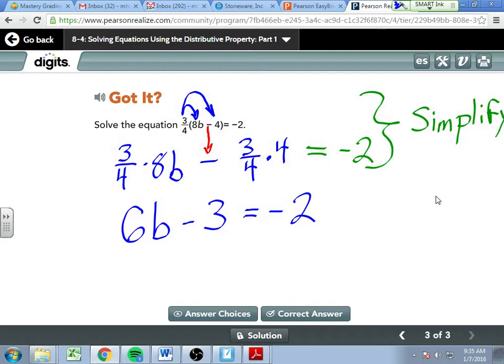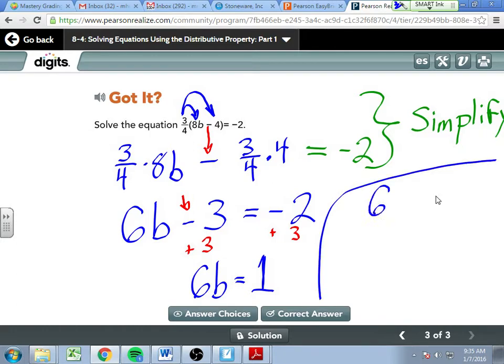Yeah, I forgot to put my equals here, but now wait, what did you just say we would do? Now, what operation is happening? Yeah, we see subtraction, so we need to add 3. So 6b now equals 1. And if 6b equals 1, then Cassidy, how do I find out what just b equals? Yep, I see that this is multiplication, so I have to divide. And you can leave it in fraction form.